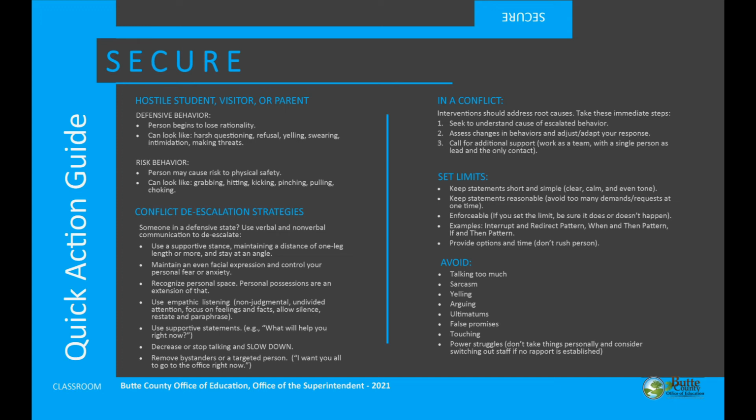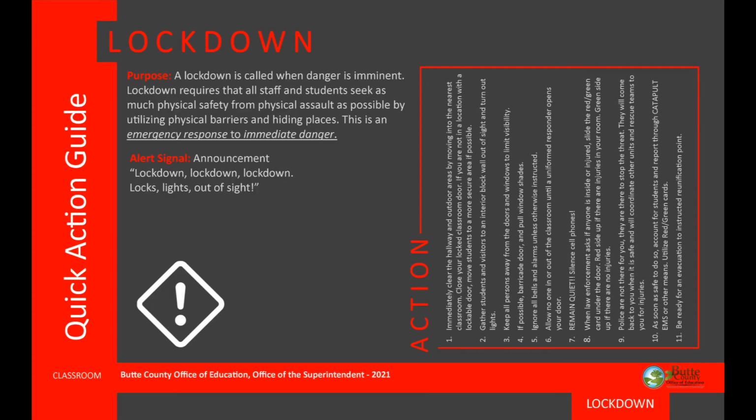If your school is interested in obtaining more detailed training and de-escalation strategies for your staff, please reach out to the superintendent's office. Our final action is one almost everyone is familiar with, and that is lockdown. Lockdown has become nationally known primarily because of active shooter, or what is now called active assailant, situations. A lockdown serves one purpose, and should only be used when danger is imminent. Lockdown requires that all staff and students seek as much physical safety from the physical assault as possible by utilizing physical barriers and hiding places. This is an emergency response to an immediate danger.